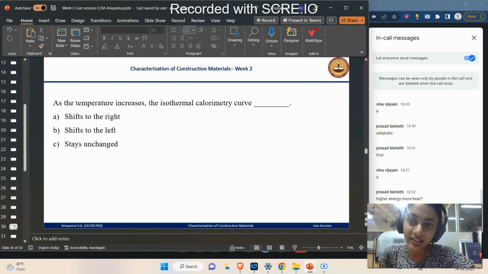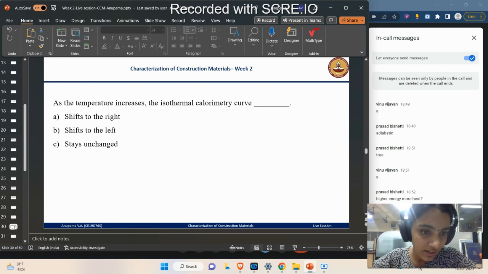As the temperature increases, does the isothermal calorimetry curve shift to the right, shift to the left, or stay unchanged? Here, temperature is the testing temperature or the analysis temperature. Suppose the temperature is kept constant at 50 degrees Celsius, and in the next case, temperature is kept constant at 75 degrees Celsius. Same mix. In this case, will there be a change in the calorimetry curve is the question. Option C says that there won't be any change.